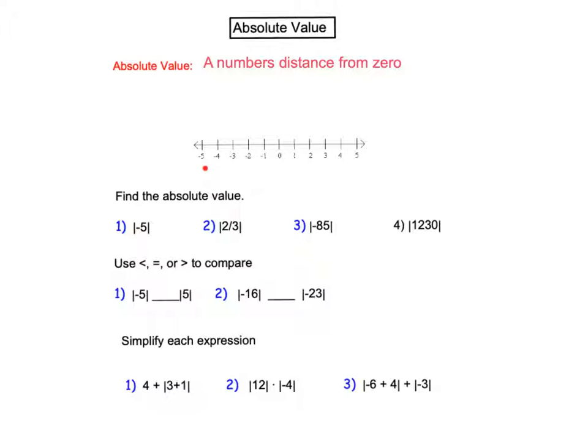So if we are looking at the number 3, and our question is how far from 0 is 3, our answer would be 3 units. It just happens to be to the right. If I ask again how far is negative 3 from 0, our answer would still be 3 units. It just happens to be 3 units to the left.